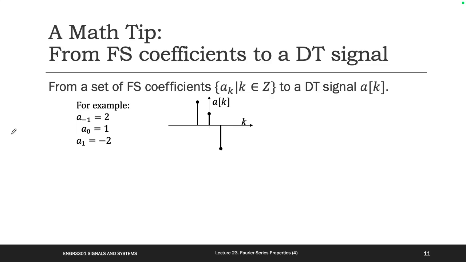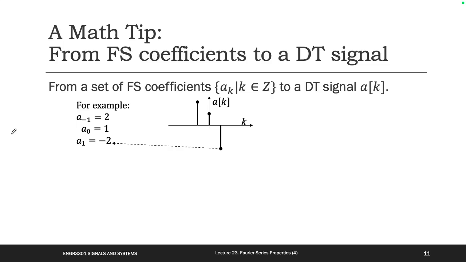Actually, did you notice why we call it the FS coefficient? We also call it FS pairs or something. You can see the FS coefficients always come in pairs. Did you notice that? If you have a negative 1, there must be a 1. But sometimes they will be equal, sometimes they will be conjugates. Yeah, it depends. But if you have a negative 1, you must have a 1. If you have a negative 2, you must have a 2. Yeah. So this is AK, right? Actually, we can use the DT signal to represent AK. Do you know how?